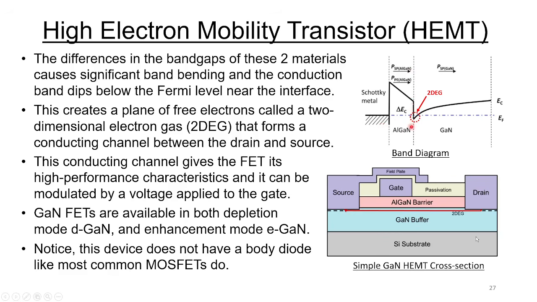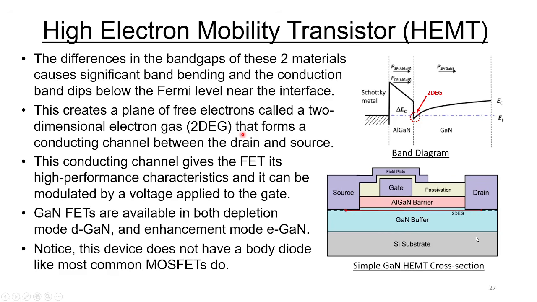This point right here is the interface between the aluminum gallium nitride and the gallium nitride. And when you bring these two materials together, the Fermi levels in both materials have to line up. And the difference in the band gaps between these two materials causes a significant amount of band bending here. And you can see the conduction band actually is bent below the Fermi level in this region right here. Now, anytime the conduction band goes below the Fermi level, you generate a lot of electrons. This creates a plane of free electrons called a two-dimensional electron gas, and that's abbreviated 2DEG.